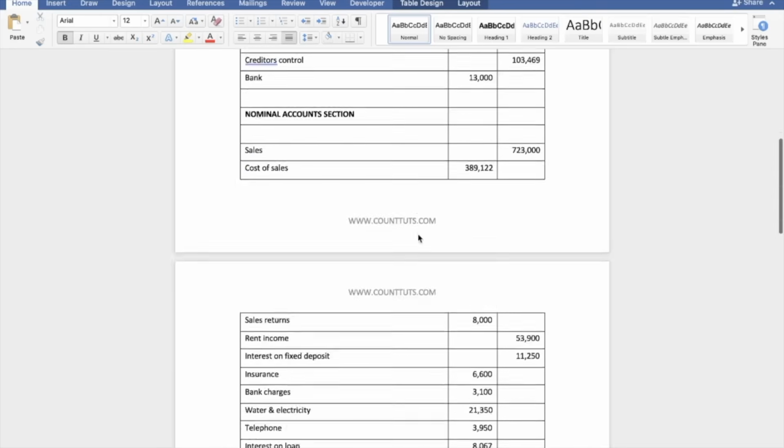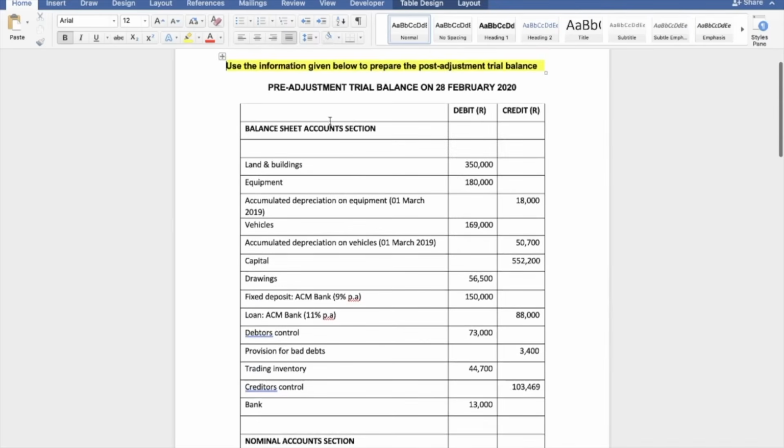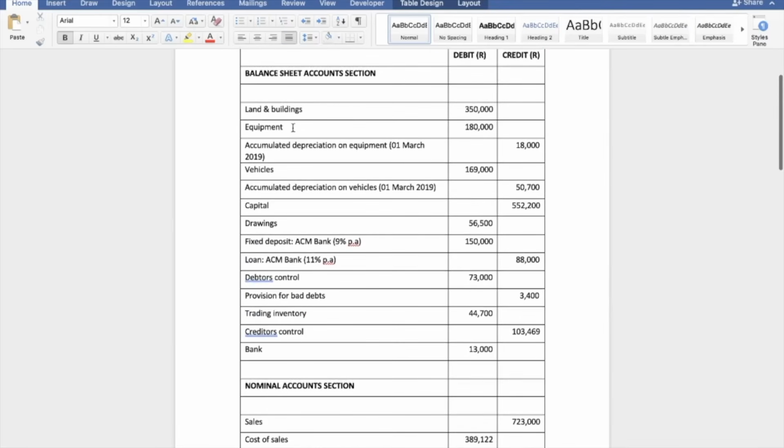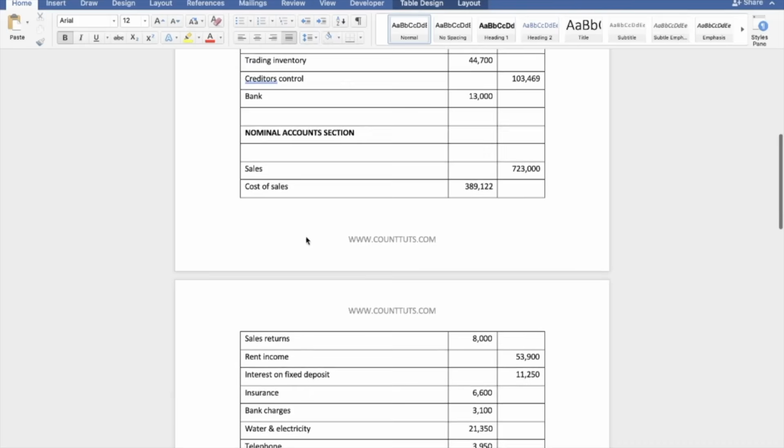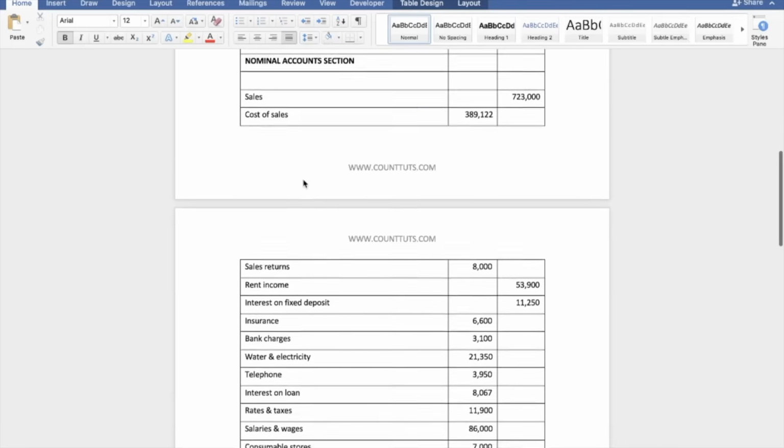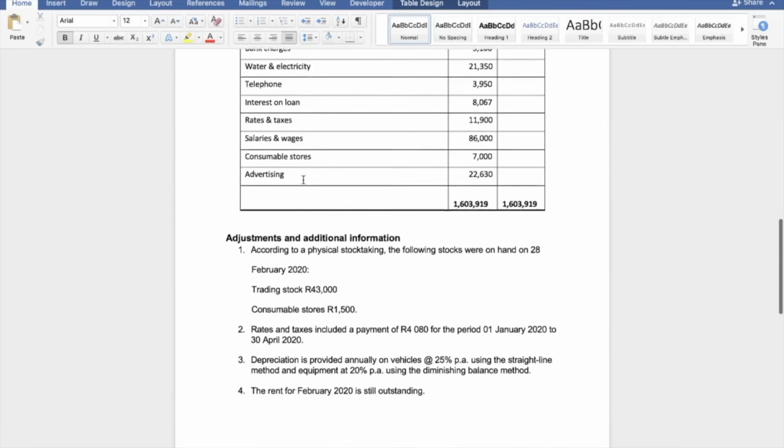And let's go up again. What you'll see is that we have the balance sheet account section, and you can see details, your assets, your capital, your drawings, and your liabilities. If you go down here, your nominal account section is just your income and expenses. So let's look at additional information.